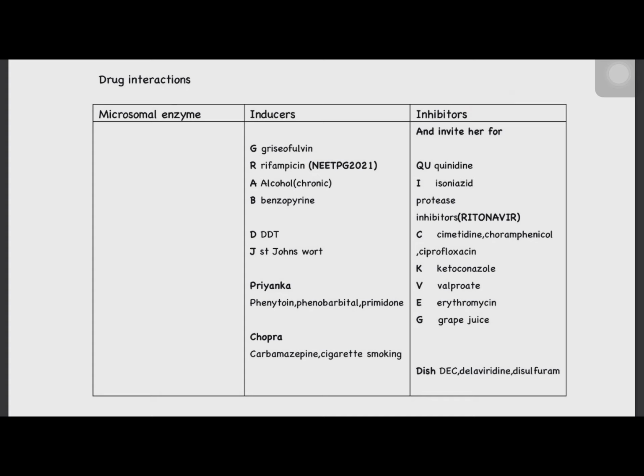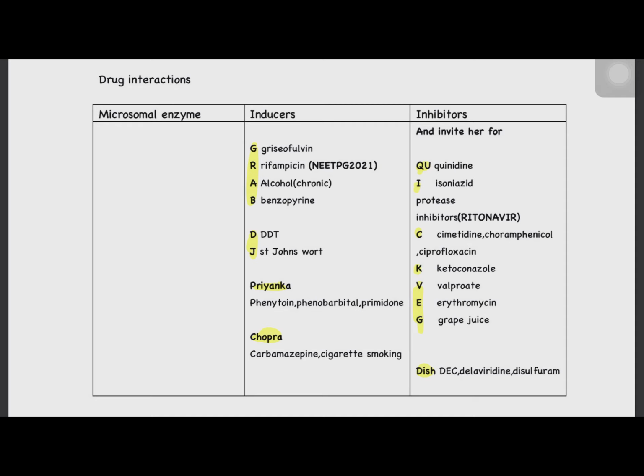So we'll discuss this based on a mnemonic which I've got from Dr. Ranjan Patel's MCQ book. It is GRAB DJ Priyanka Chopra for enzyme inducers, and for inhibitors, invite her for a quick veg dish. Based on this we are going to remember the enzyme inducers and inhibitors.